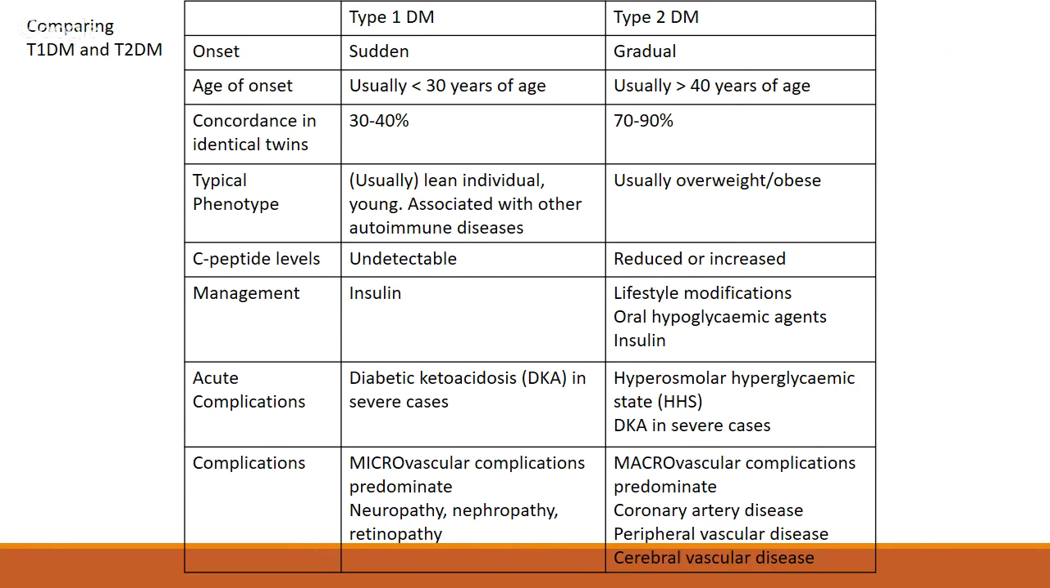And for phenotype, type 1 patients tend to be thin and young, and associated with other autoimmune diseases like Addison's, celiac, or thyroid autoimmune diseases. And in type 2, you're usually overweight. Importantly, if you look at the concordance in identical twins, for type 2 patients, if you have a family history of diabetes, it's actually a stronger risk factor for type 2 diabetes than type 1, which is not that intuitive.